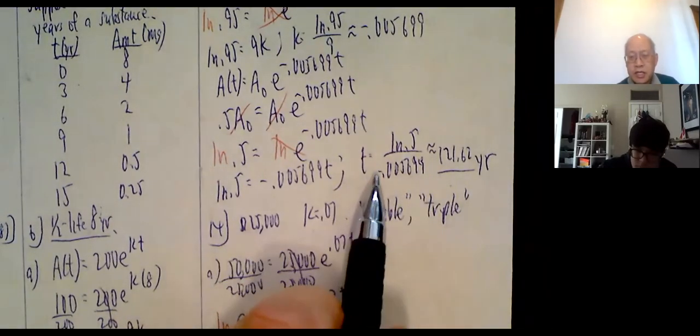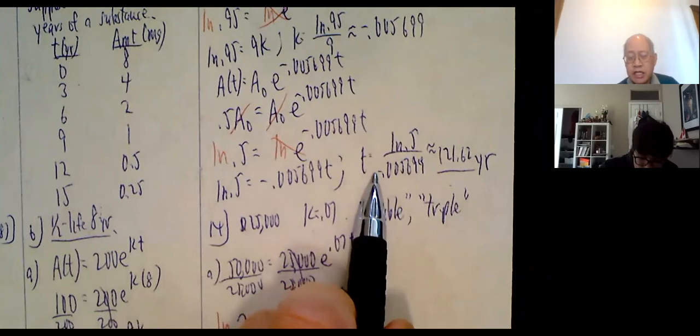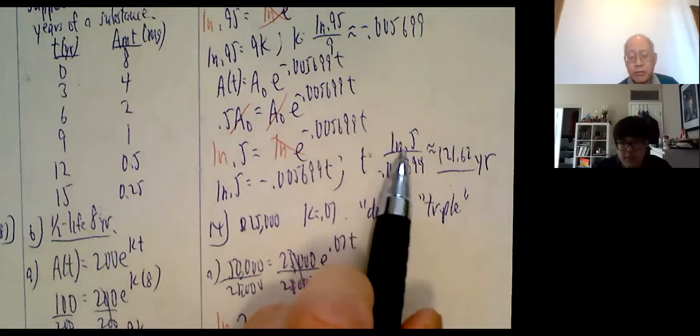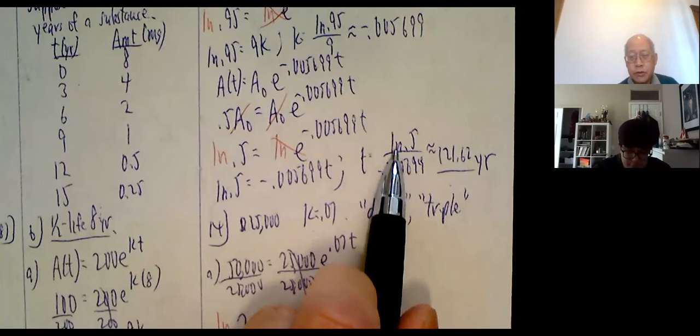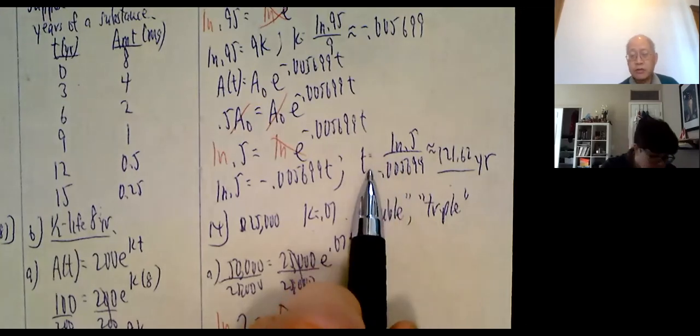Okay. You might look at this and wonder, hey, there's a negative there. Shouldn't the answer be negative? The answer is no, because ln 0.5 is also negative. So you have a negative divided by negative, so we're okay.